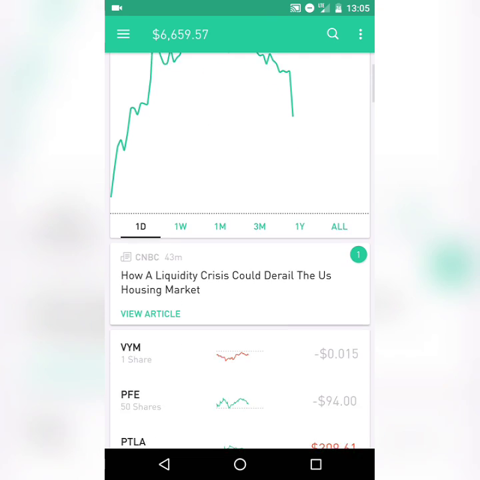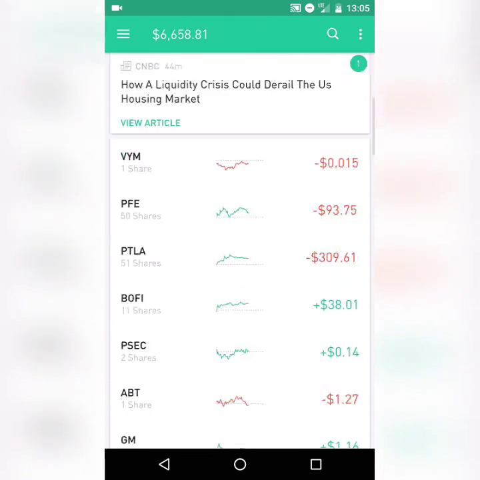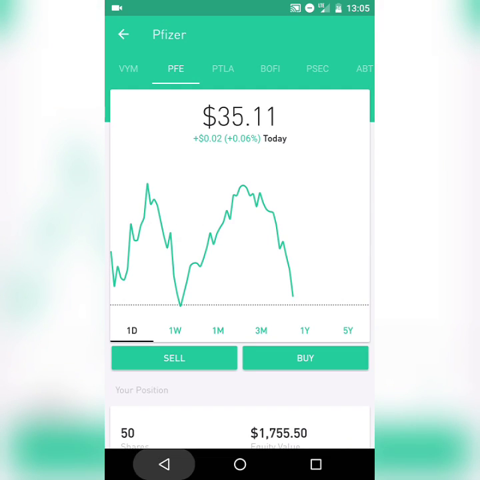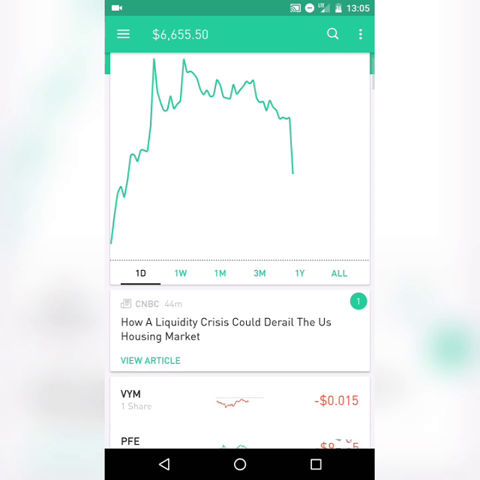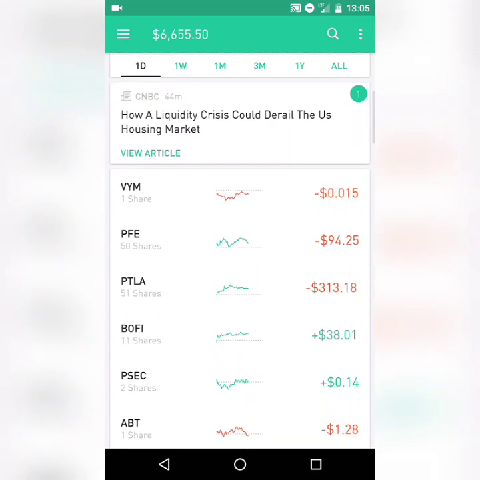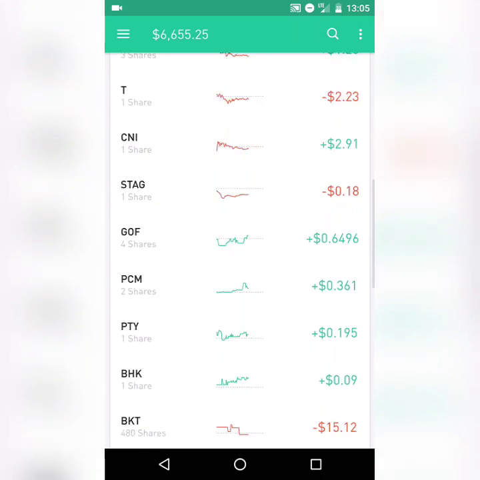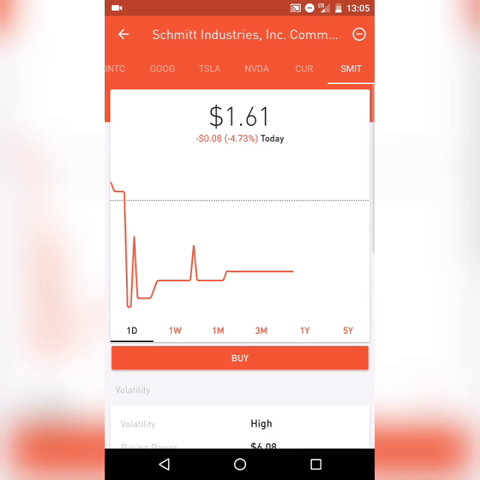But what I would like to do is talk about how you can buy a stock here on Robinhood. I don't think I've gone through and shown you guys that. So you can see up top here, I have a graph of my overall return. Below that, the current stock holdings. Below that, a few stocks I'm watching. One stock I want to go through to show you how to buy a stock is this Smith Industry stock. It's a cheap stock.